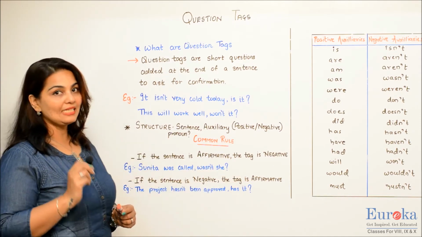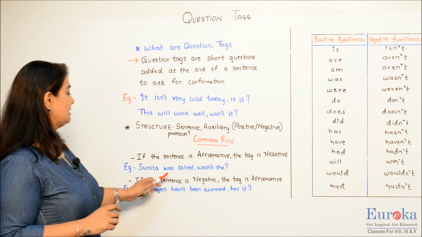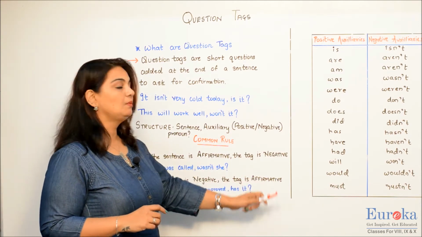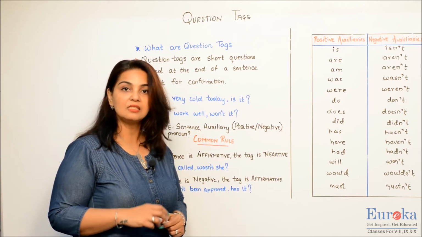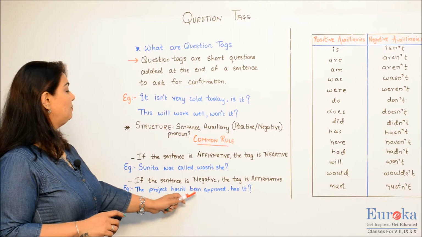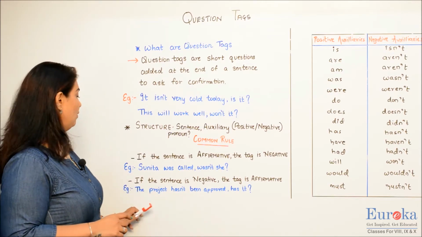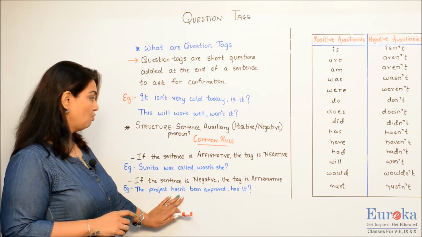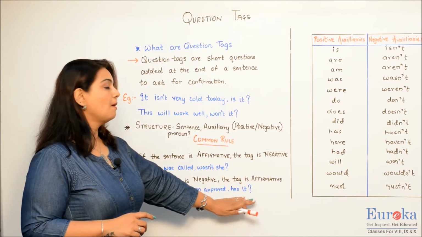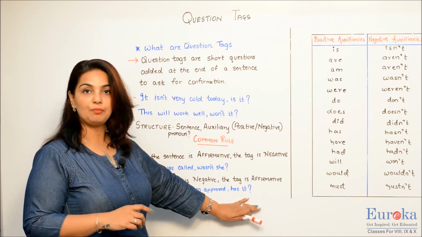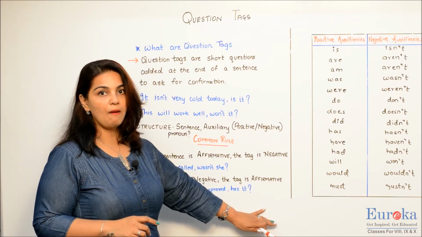Now, let's look at the second example. If the sentence is negative, then the tag will be affirmative. That is, the tag will be a positive tag. The project hasn't been approved. Now, over here, the sentence with "hasn't" is a negative sentence. So, the tag is always a positive one, which ends with "has it", the pronoun being it, and the question mark.